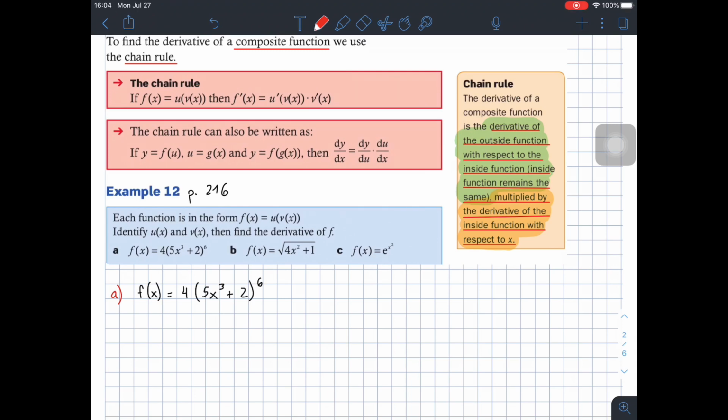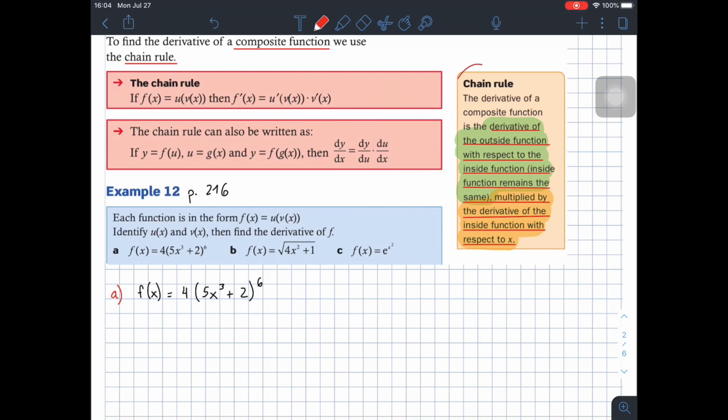Okay, this seems to be a little bit complicated, but you'll see that it's quite easy. And this is exactly the way it is presented in the formula booklet. So you should understand that this is referring to the chain rule when you see it in the formula booklet.